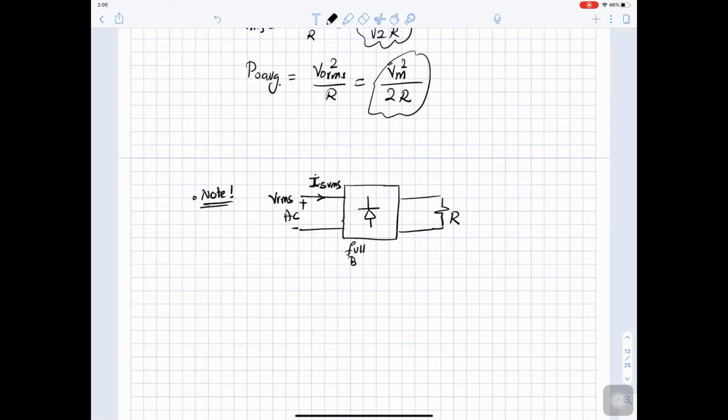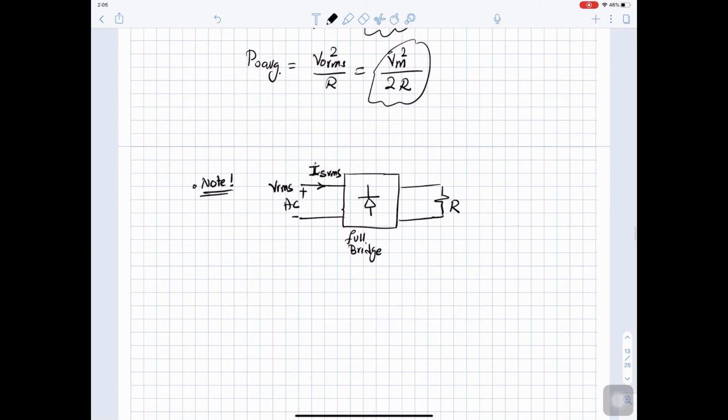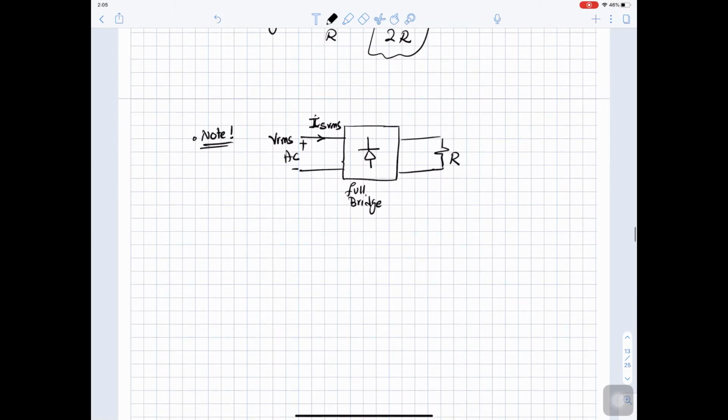Full bridge. Okay. So we have a full wave bridge or full bridge. Now if we need to find the power factor seen at the source, what are you expecting? Don't forget that we have a pure R load here. So how will we find the power factor?